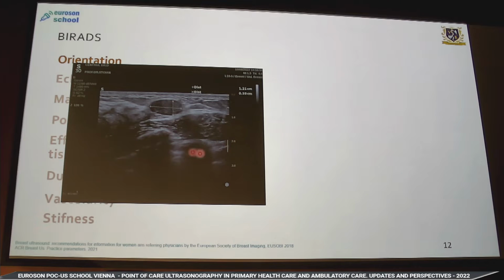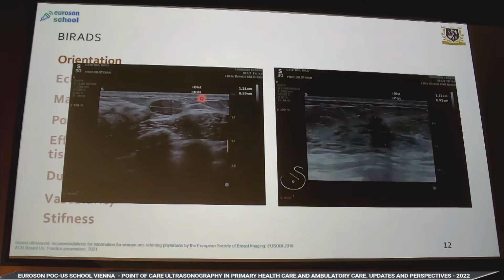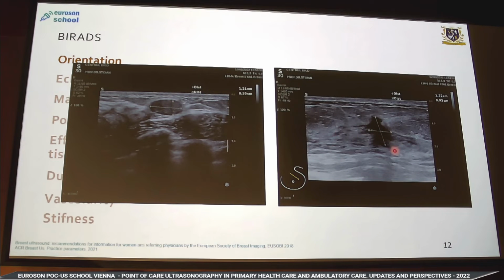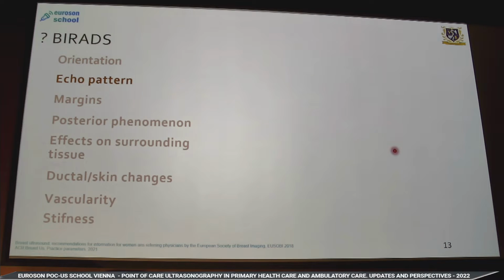Of course, always check that you see all the layers. This is a rule. So you have either horizontal, meaning parallel to the skin major axis, or perpendicular to the skin major axis. Then it's a matter of echo pattern. In breast, echo pattern for the lesions is considered according to the aspect of the preglandular fatty tissue.